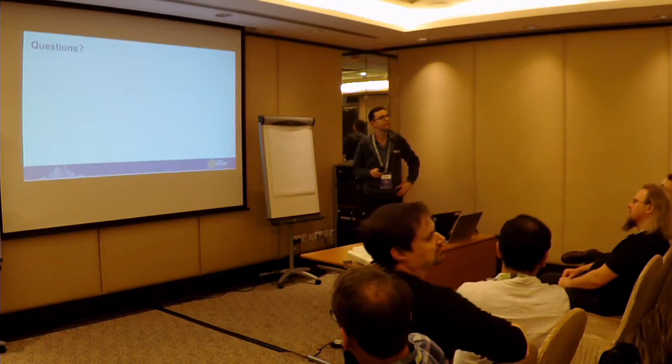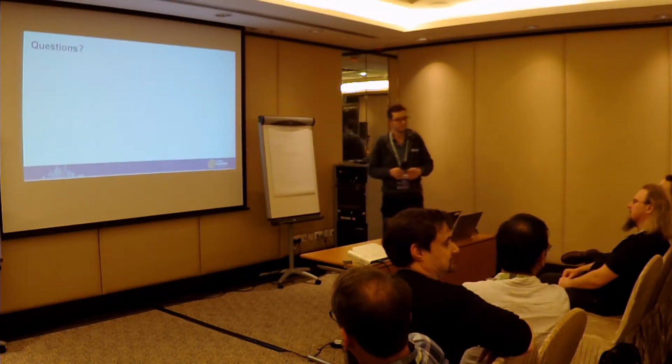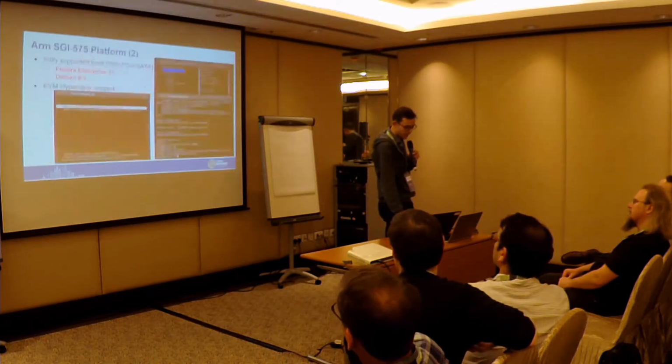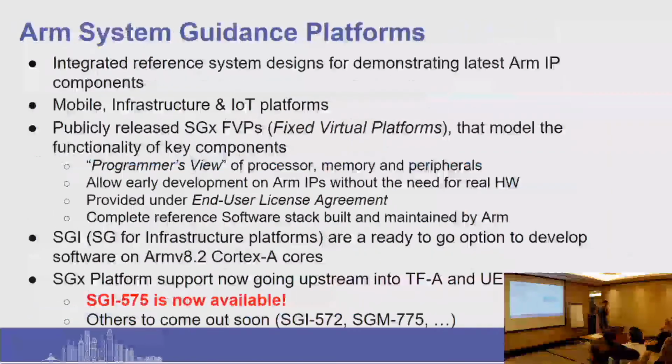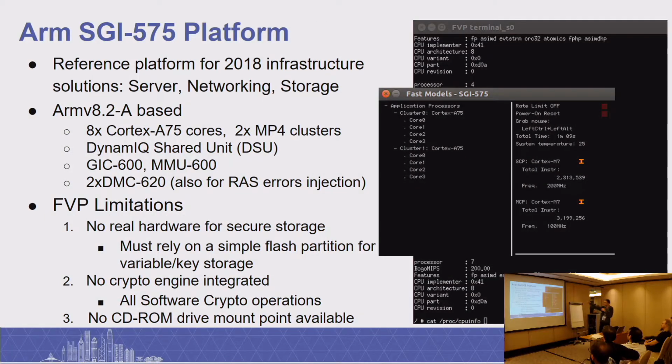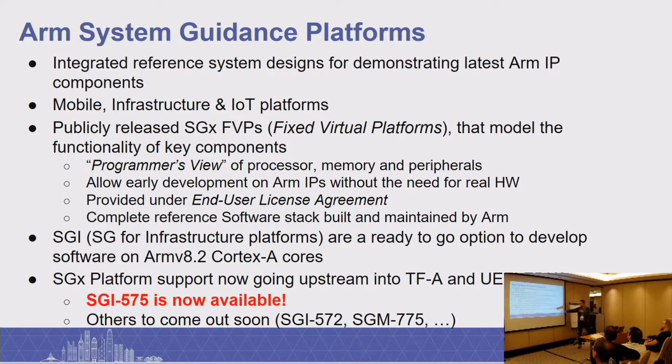I have a question. You talked about SGI 575 and SGI 520. What's the difference between those two? SGI 575 is the latest one that includes support for 8.2 cores, so for the A75 core. Then these ones are the previous ones. So the 572 was the so-called Ashbrook. It was based on the A72. And these were mobile platforms. This is the 8.2 based mobile one.